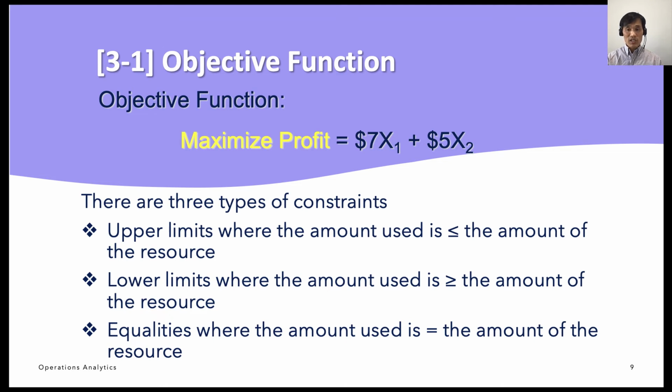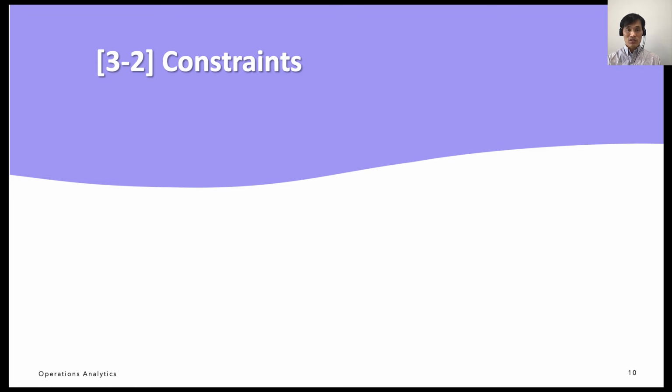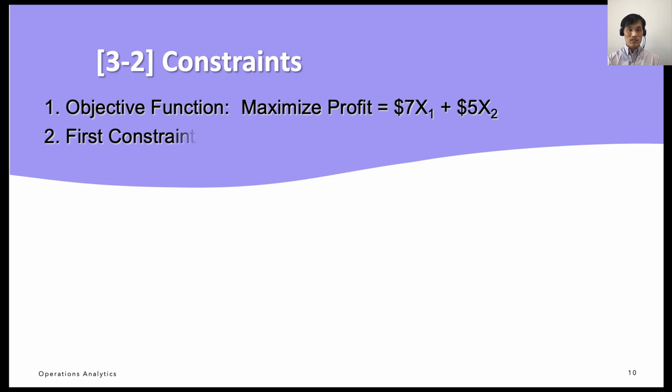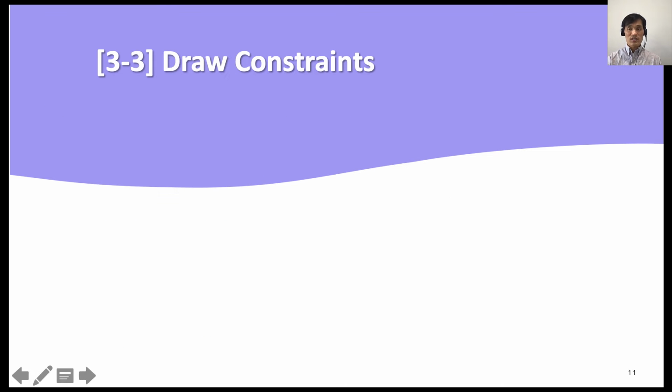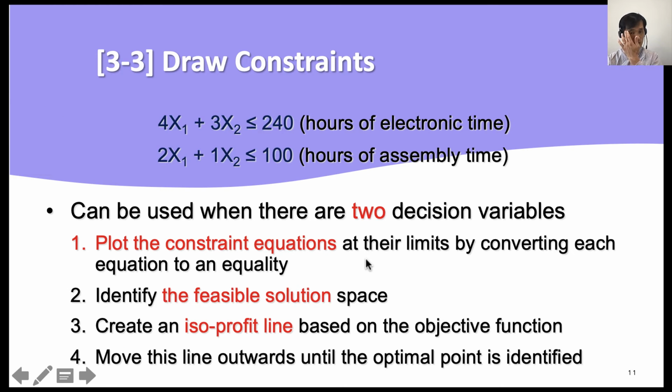The second constraint is 2x1 plus 1x2, and that is less than or equal to 100 assembly time. And that's how we can set the objective function, and it comes to the constraints as we just discussed, right? And once you set these two constraints, then you can move on to drawing the constraints. So let us draw the constraints.